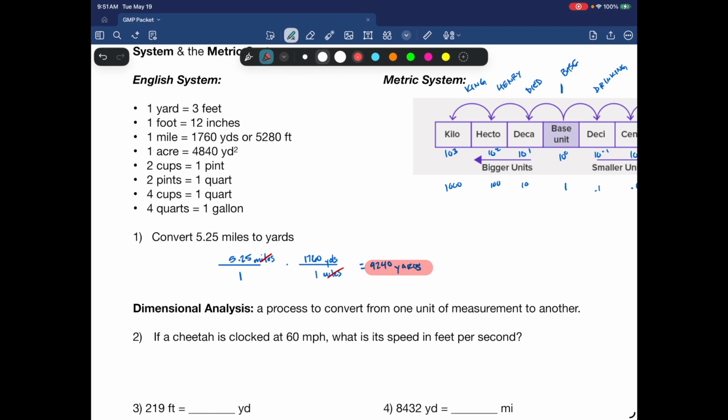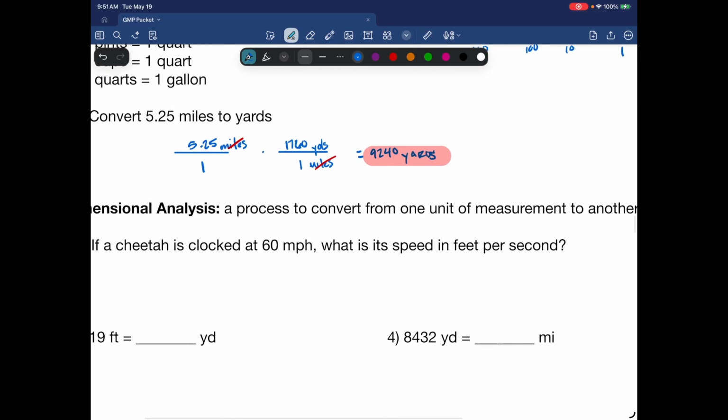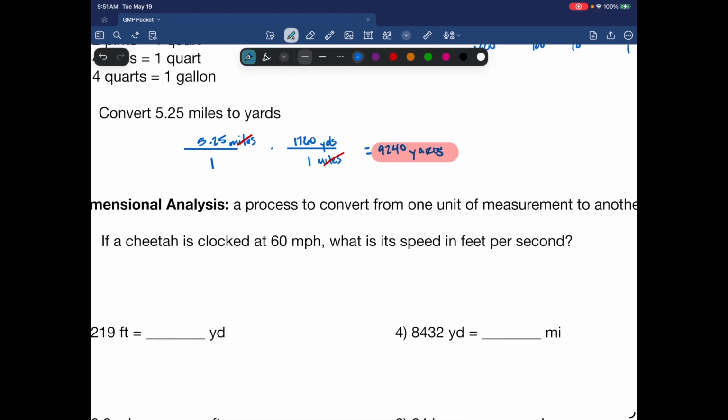All right, so that's a simple equation, and you can get really comfortable with doing units, especially as it gets more complex. The dimensional analysis part is really helpful. You use dimensional analysis when you're trying to convert one unit to another. So for number 2, it says if a cheetah is clocked at 60 miles per hour, what is the speed in feet per second? Not only do we have to change miles to feet, but we have to change hours to seconds. So we have 60 miles per 1 hour.